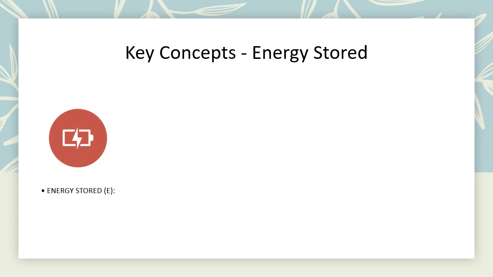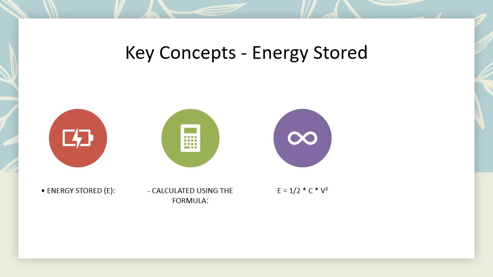Key concepts. Energy stored. The energy stored in a capacitor can be calculated using the formula E equals 1/2 times capacitance multiplied by the square of the voltage, or E = 1/2 CV². This shows that increasing either the capacitance or the voltage increases the energy storage capacity of the capacitor.